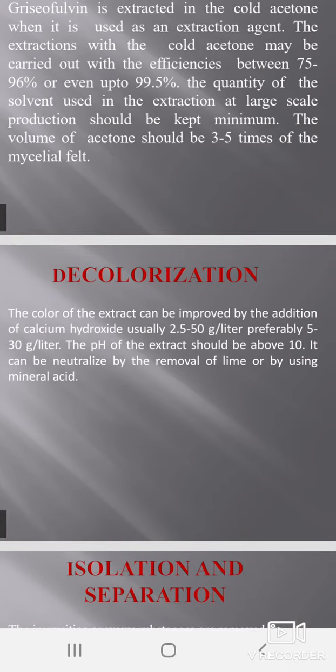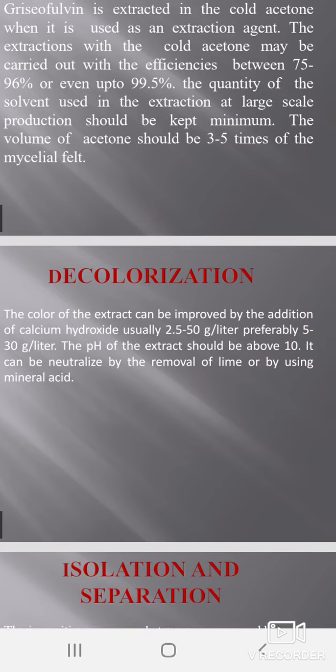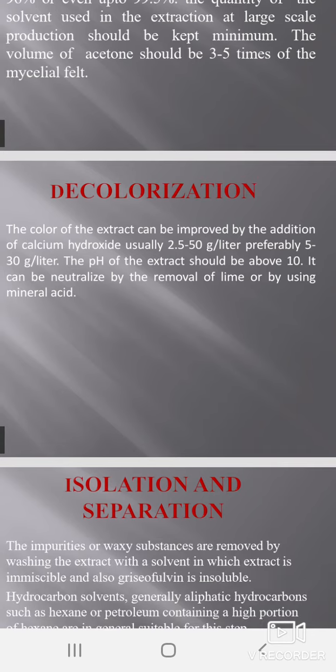Decolorization. The color of the extract can be improved by addition of calcium hydroxide, usually 2.5 to 50 gram per liter, preferably 5 to 30 gram per liter. The pH of the extract should be 10. It can be neutralized by the removal of lime or by using mineral acid.